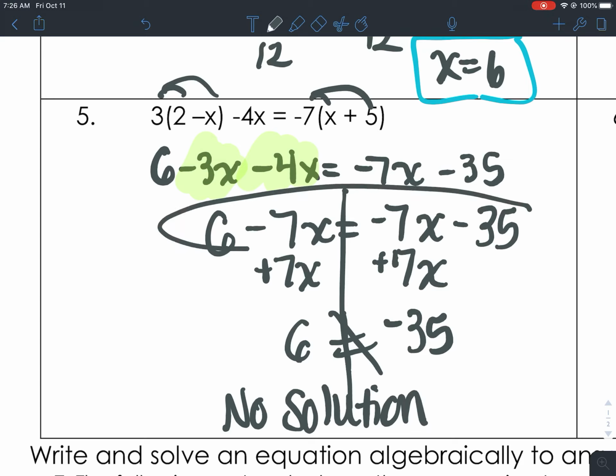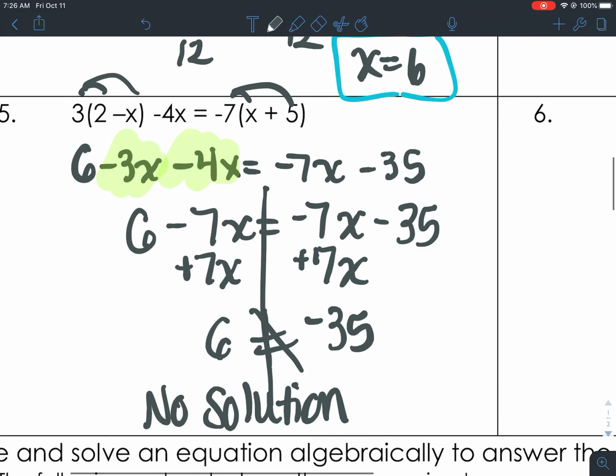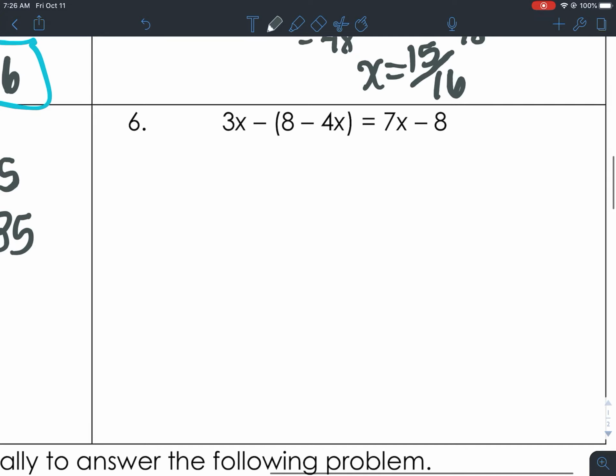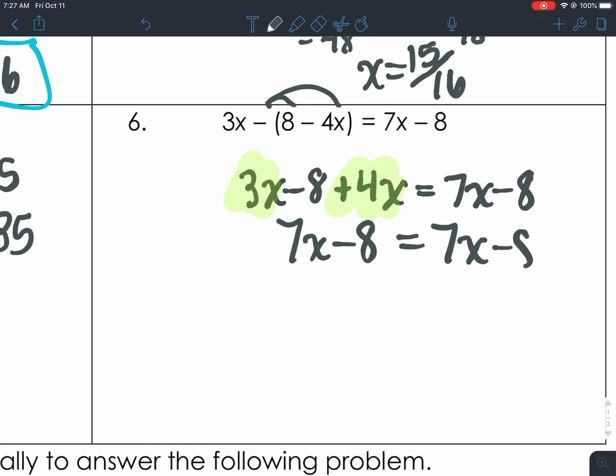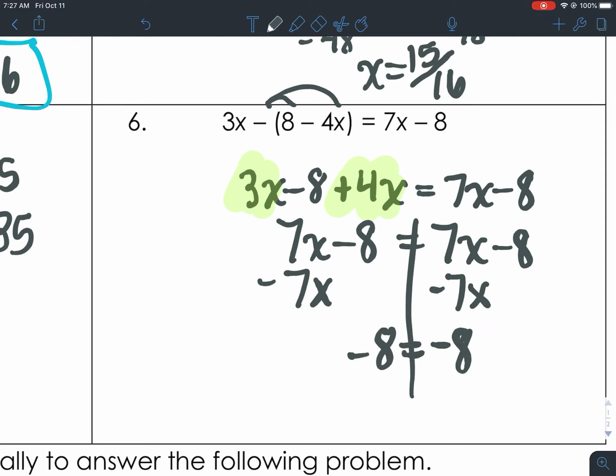And you can kind of see that here at that step because those sides have the same number of x's on both sides, but the constants are different. Okay, then we're going to distribute on this one. We get 3x minus 8 plus 4x, because you have to distribute the negative to the 4x, equals 7x minus 8. And then when I combine like terms here, I get 7x minus 8, or negative 8 plus 7x equals 7x minus 8. You probably can already tell because the sides are completely balanced. So you get negative 8 equals negative 8.